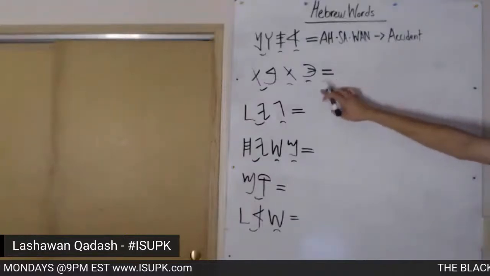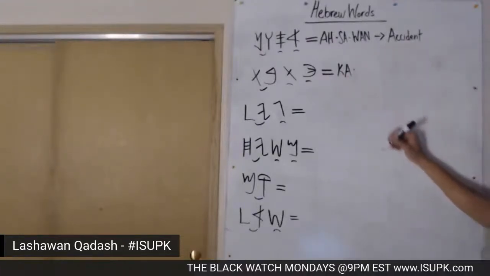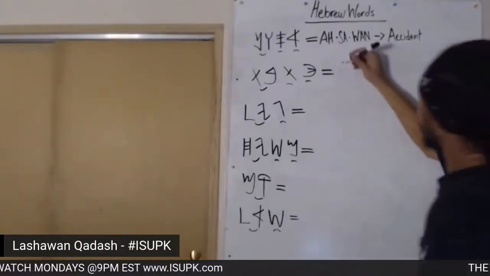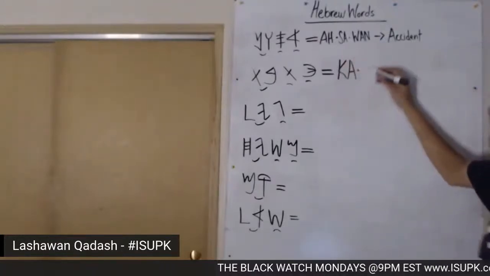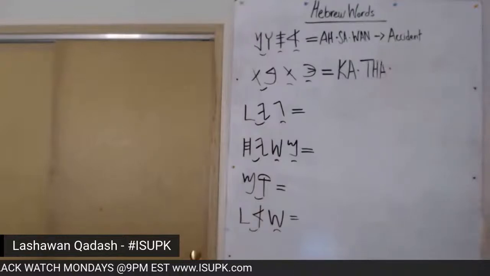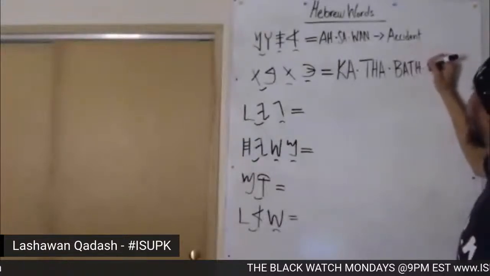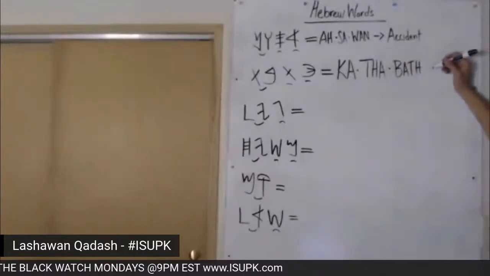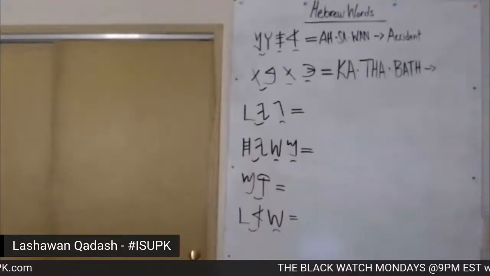Okay. Now we have the ka, which is Ka, and then we have the THA. Then we have the two connected together, which is going to give you ba. All right, not bath, but ba. Okay, and what does this word mean? All right, I'll give it to you in a second.